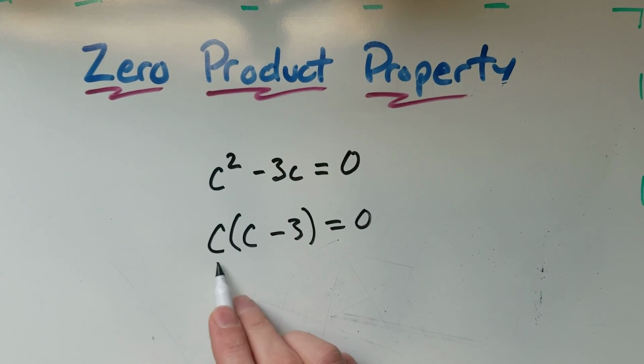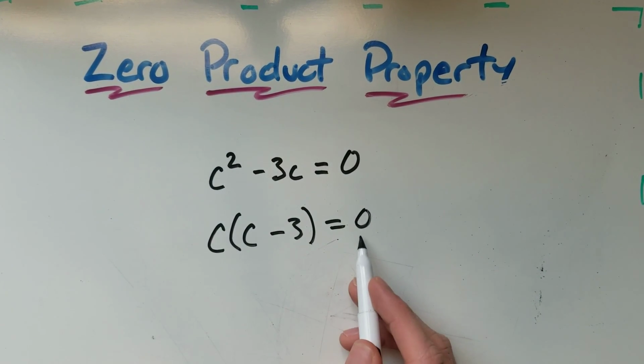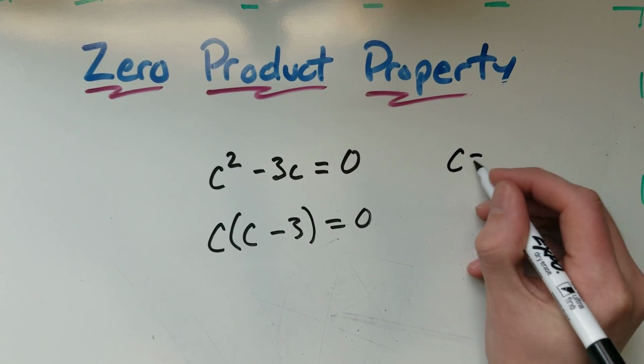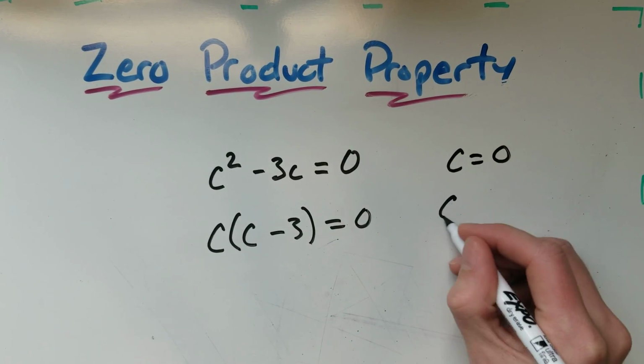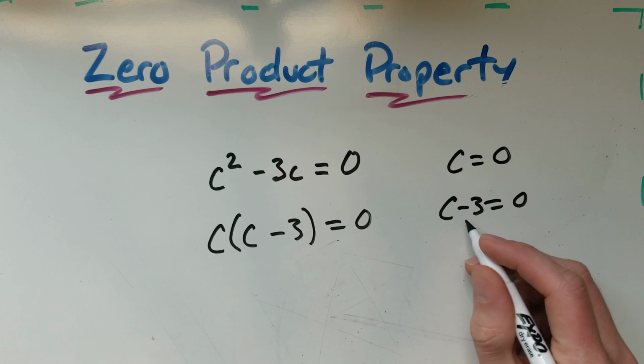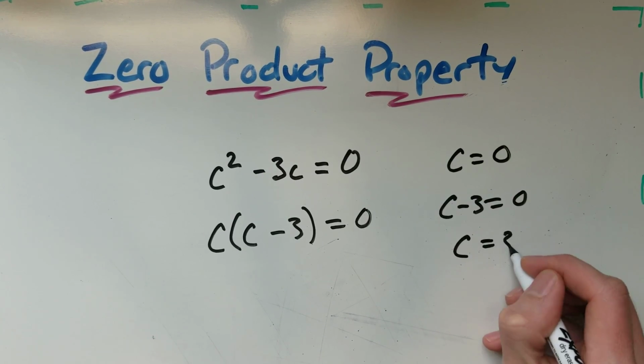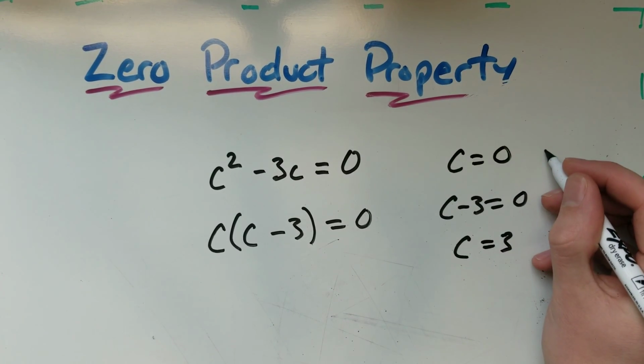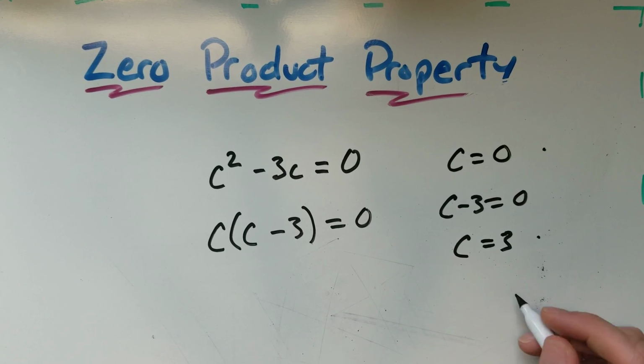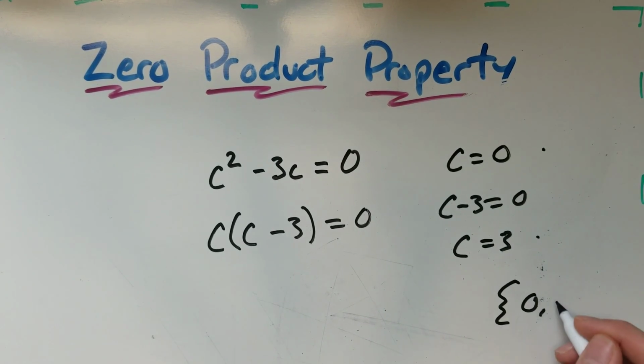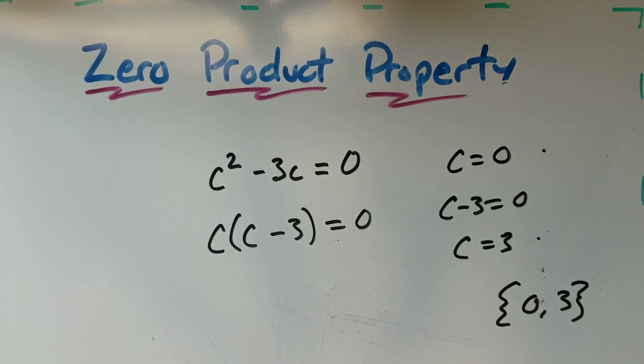And now we have a times b equals 0. So either c equals 0 or c minus 3 equals 0. Add 3 to both sides. We have two possibilities here. Here's our first one. Here's our second one. Our solution set would consist of 0 and 3.